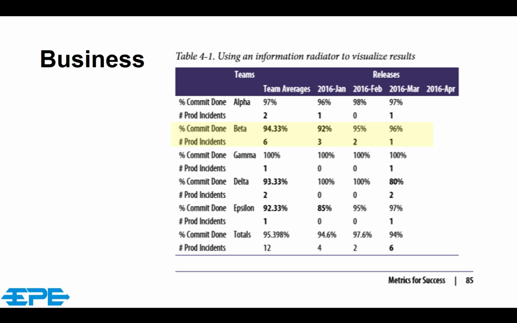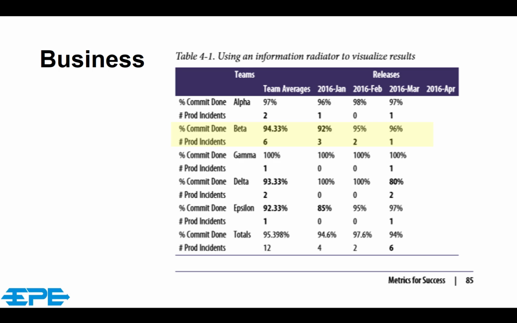You can see, with the highlight, we're looking at the Beta team. You can see their team average was at 94.33%, and their production team average of production incidents was at 6 total year to date. So these become pretty critical, especially when these teams start setting targets for things like, we want to get done 95% of what we commit to, and we want 0 production incidents. So anything that would be below 95%, or anything that would be greater than 0 production incidents, would be bolded then on this information radiator.